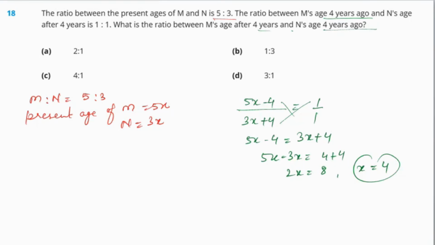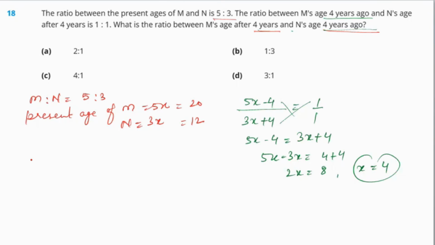So if we put the value of x as 4, their ages are: 5x gives us 20, and 3x gives us 12. Okay. So what is the ratio of M's age after 4 years and N's age 4 years ago?